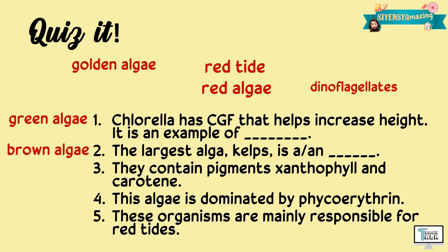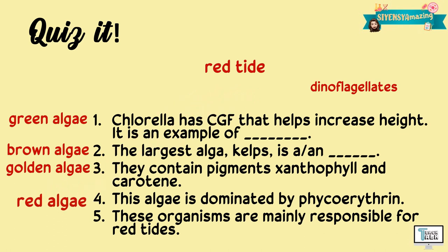Number 3. They contain pigment, xanthophyll, and carotene, making them golden in color. These are golden algae. Number 4. This algae is dominated by phycoerythrin. Ano ulit yung phycoerythrin? This gives the reddish color among red algae.